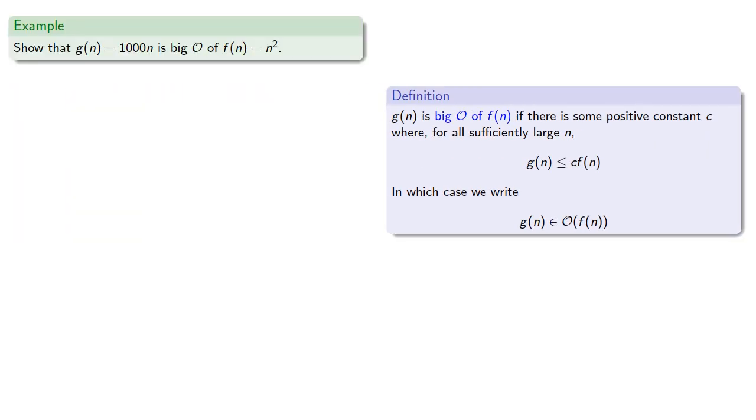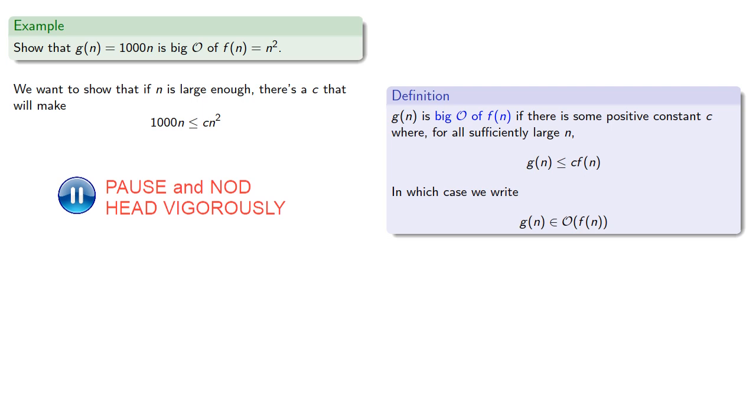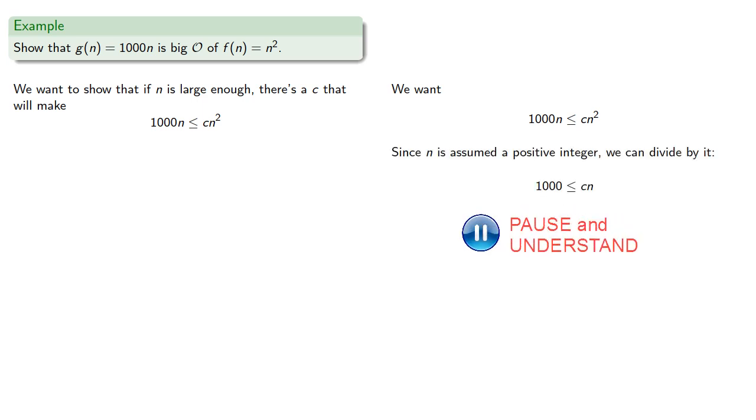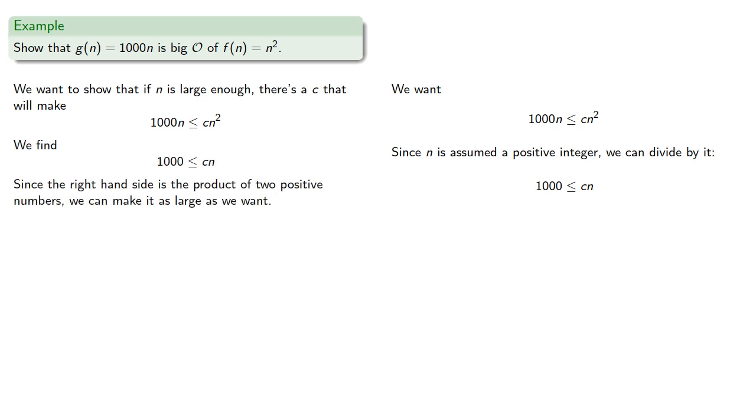For example, we want to show that g of n equals 1000n is big O of n squared. We want to show that if n is large enough, there's a constant c that will make 1000n less than or equal to cn squared. Now, since n is assumed a positive integer, we can divide by it. And now, since the right-hand side is a product of two positive numbers, we can make it as large as we want, so there's no question of being able to satisfy the inequality.